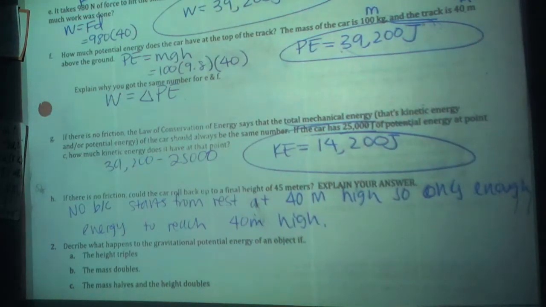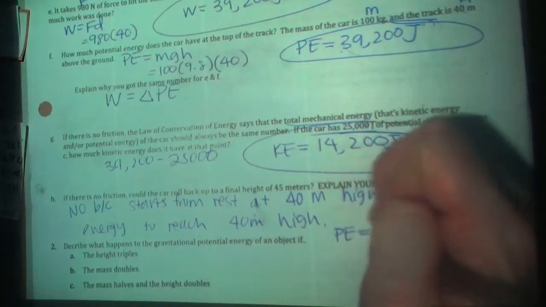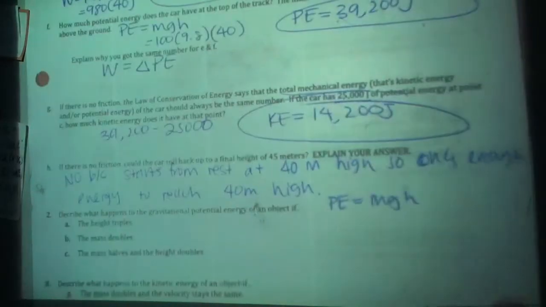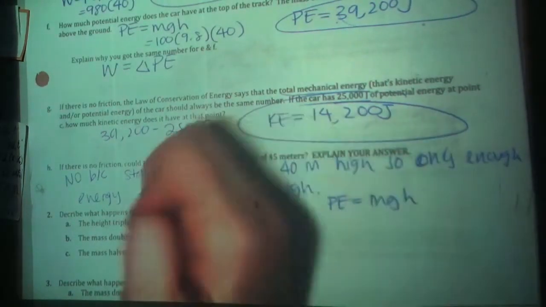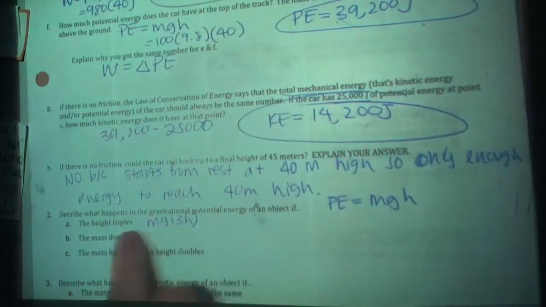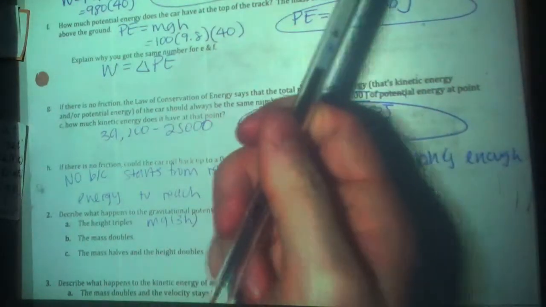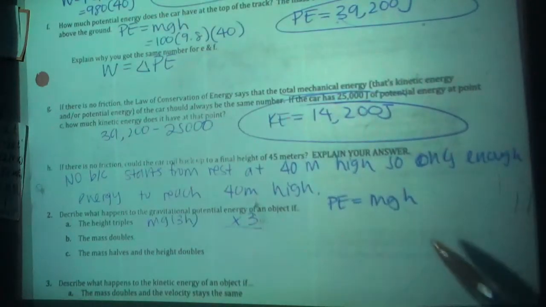We're looking for how the gravitational potential energy would change if all of these things change. So let's look at our equation. Potential energy is mgh. If I triple my height, so instead of mgh I have mg times 3h, then that's a factor of 3 bigger, so it would be times 3. Which makes sense. If I have my pen right here and I lift it up 3 times higher, it's holding more energy, specifically 3 times more.